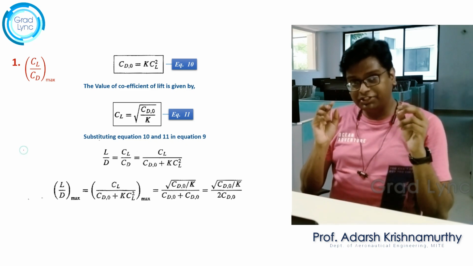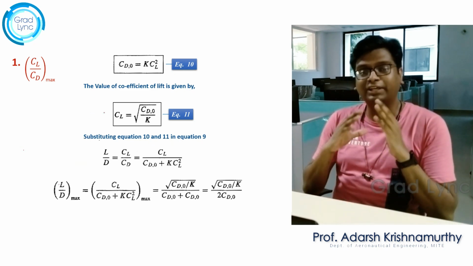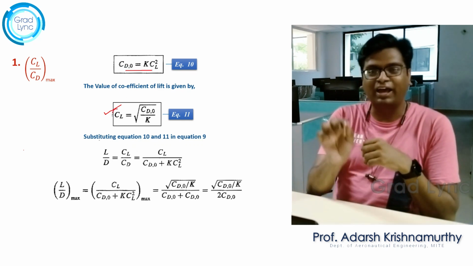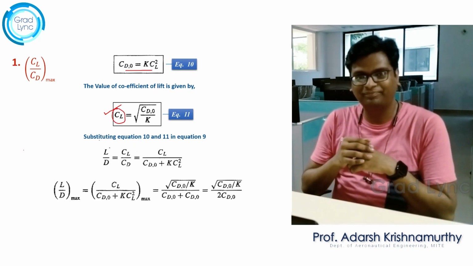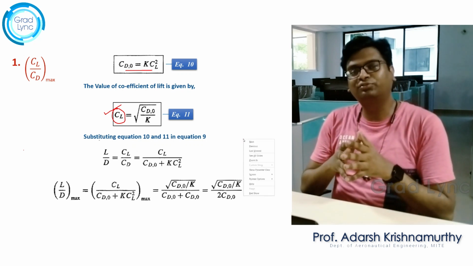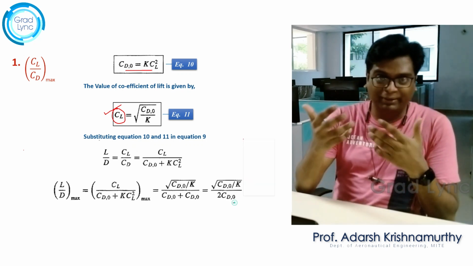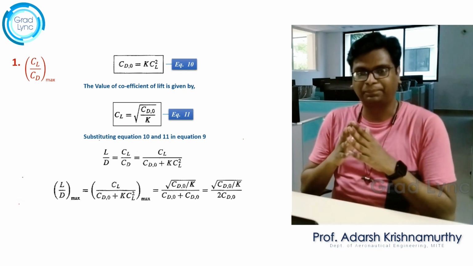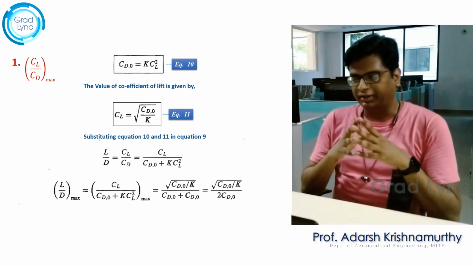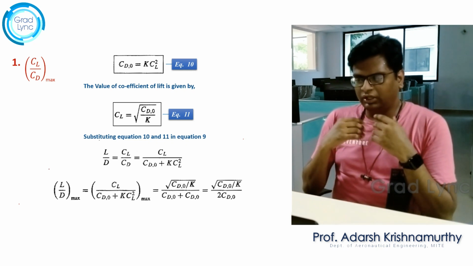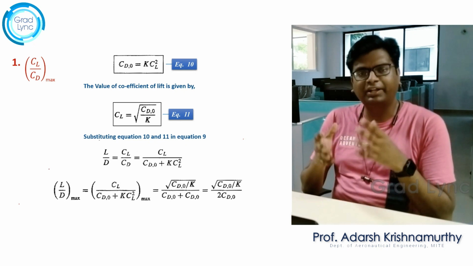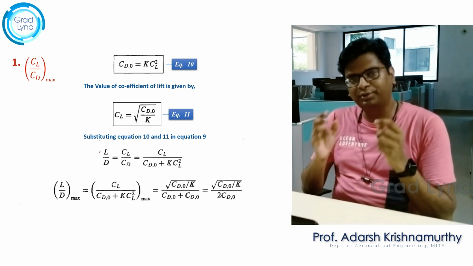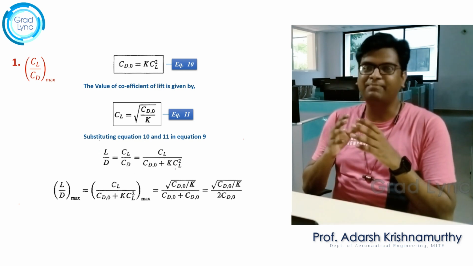Right? So equation 10 is the condition for which L by D will be maximum, and equation 11 is the value of coefficient of lift. What should be the value of coefficient of lift so that L by D should be maximum, and that is defined by equation number 11. Clear? Right. Now let's substitute equation 10 and equation 11 in equation number 9 and try to get the value of L by D max.